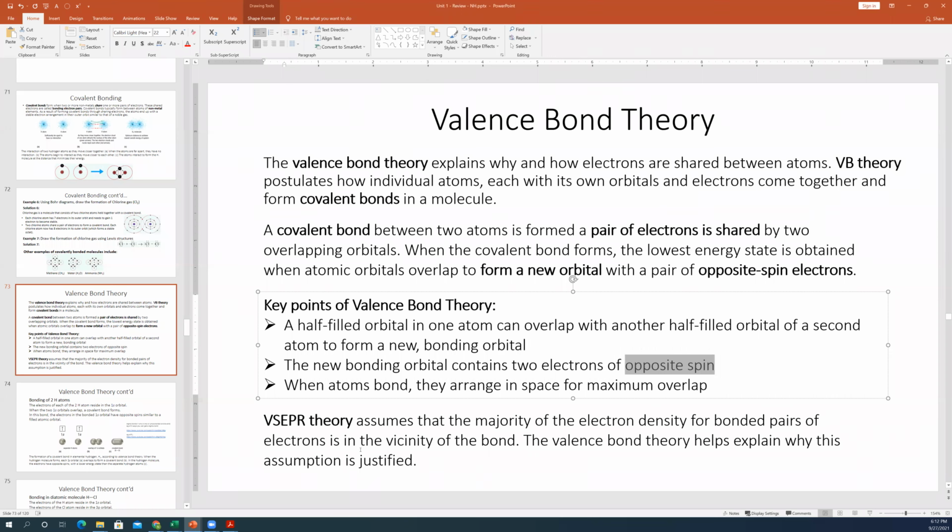Okay, so let's continue a little bit more with valence bond theory. Okay, so so far, do we understand that valence bond theory talks about the idea of the sharing of electrons in a covalent bond to form a new bonding orbital? Yeah. Okay, let's highlight this one because I think this is an important term here.